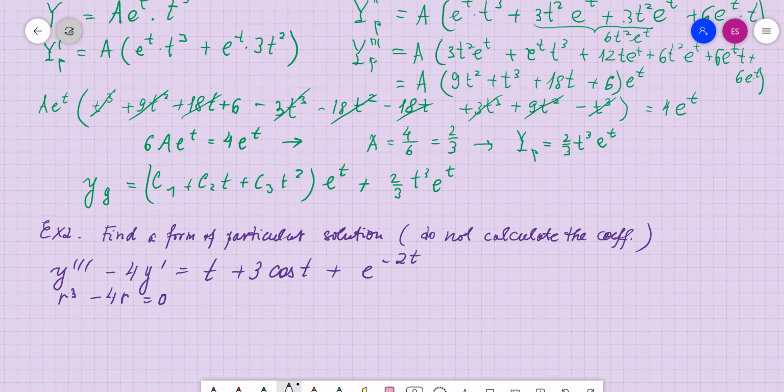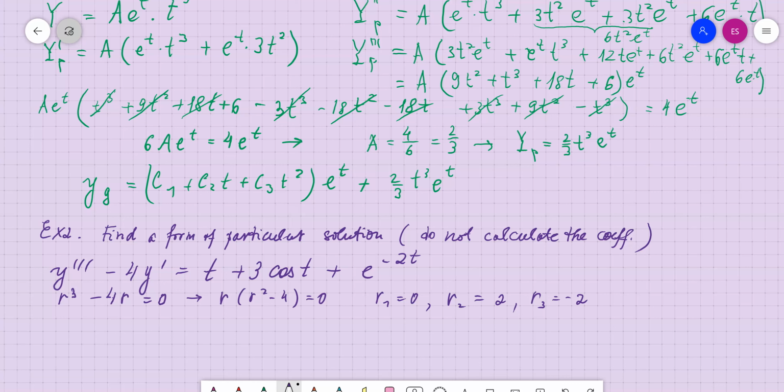This is just R times (R squared minus 4), right? Which is going to give me what? R squared minus 4 equals 0, and my solutions are R1 equals 0, R2 equals 2, right? And R3 equals negative 2. So I have 3 different real roots. Let me double check. Yeah.